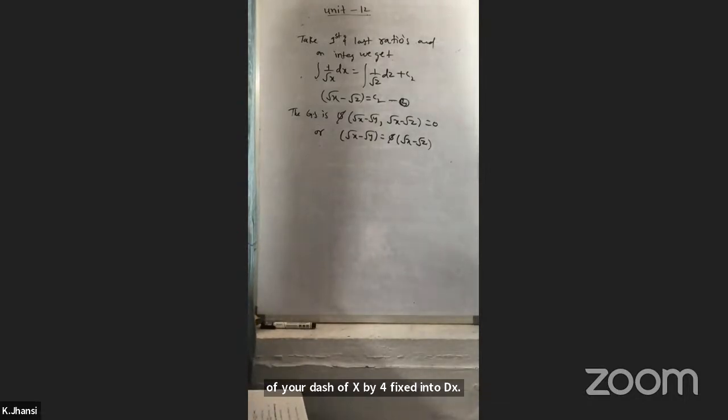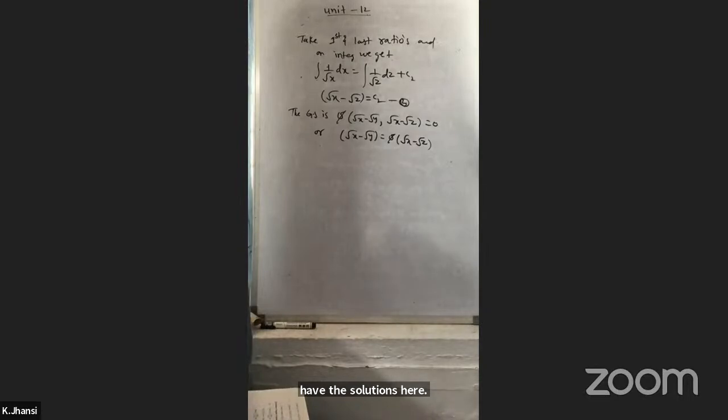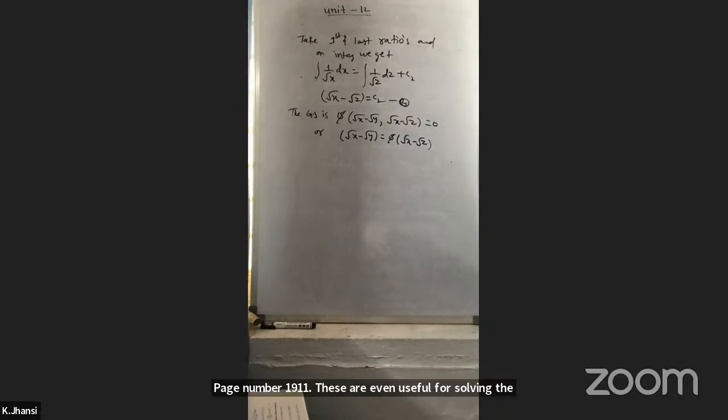Next, page number 10. If you see the table on page number 4, you do not have some formulas for integration of tan x or cot x or secant x, okay. You have the solutions here. If you write all the formulas in your textbook, try to write the integration of tan x, cot x and secant x formulas from here, page number 10 and 11. Okay. These are even useful for solving the problems also. Page number 10, 11 formulas are there. See those.